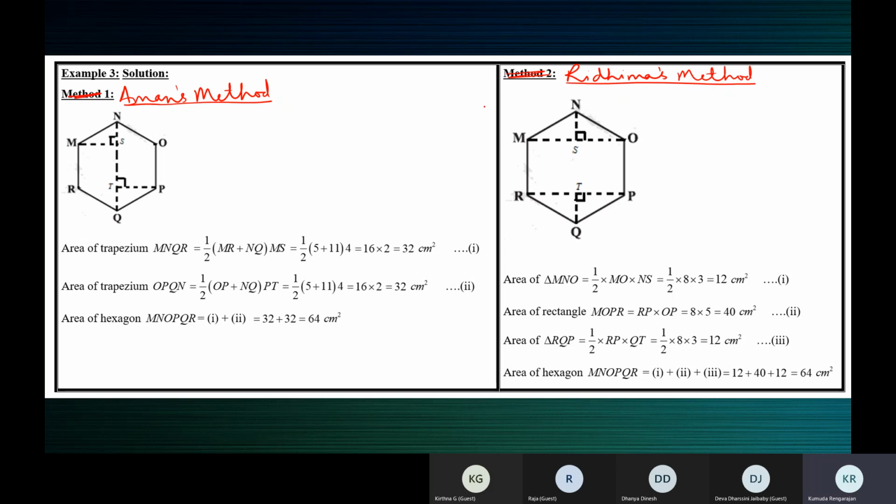So the given figure is a hexagon. Aman and Ridhima have found the area of the hexagon in their own ways. Aman has divided the hexagon into two trapeziums. Ridhima has divided the hexagon into two triangles and one rectangle.